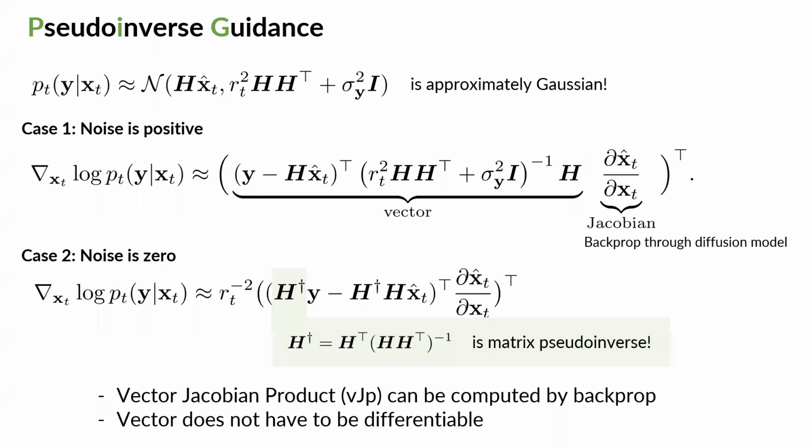And if the noise is 0, then you can actually simplify it further. So basically, this pseudo-inverse term will come up, and this is exactly the way we use to update the JPEG case. And notably, this Jacobian vector product does not require the vector to be differentiable with respect to the input. So we can just compute the vector first, and then we plug in the Jacobian vector product procedure. Like in PyTorch, you can just apply autograd or VJP. And we only need the diffusion model to be differentiable with respect to the input, which it is.